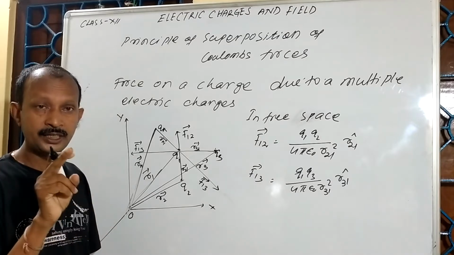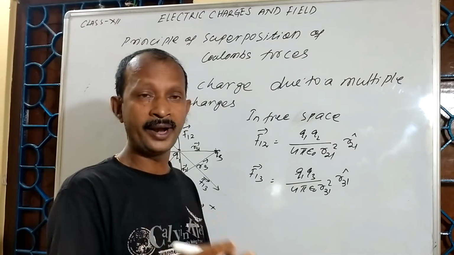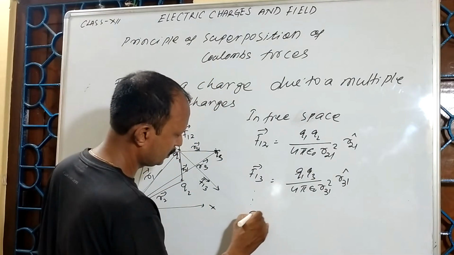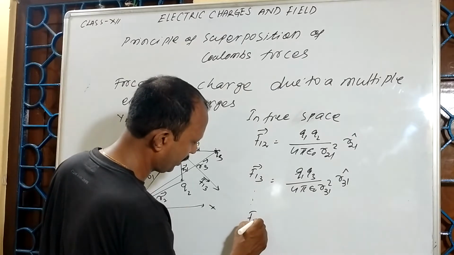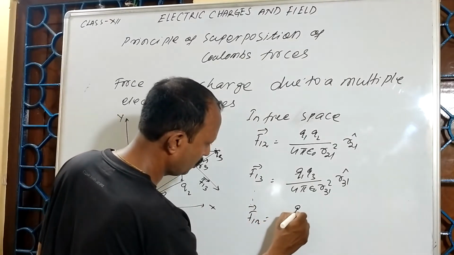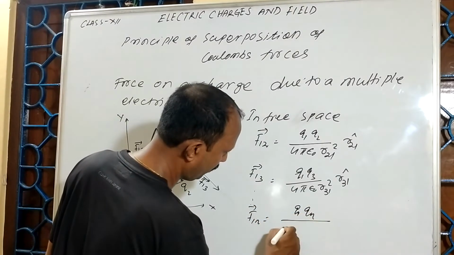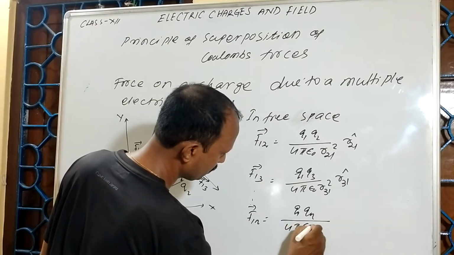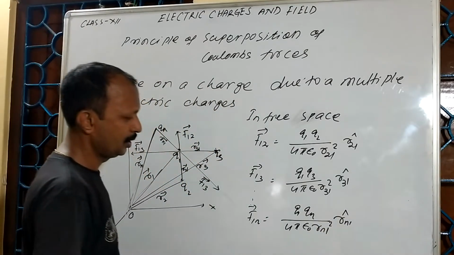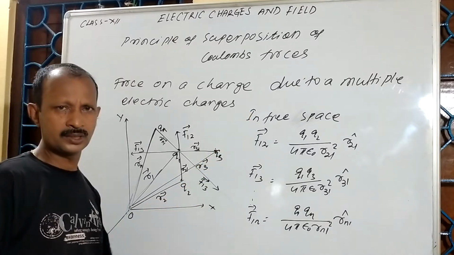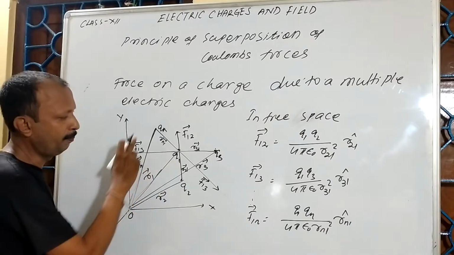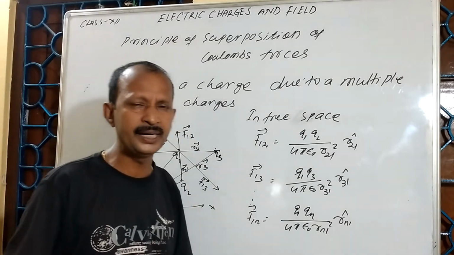First point, I said that it is independent of all other point charges in that medium. Similarly, suppose this is F1n, this charge particle. So I can say that this is q1 qn upon 4 pi epsilon naught rn1 square rn1 cap. So these are the forces acting on the charge particle q1 when a number of charge particles are present in that medium.